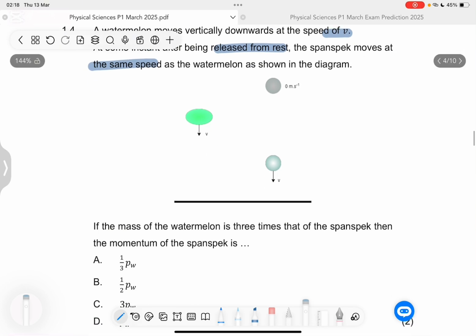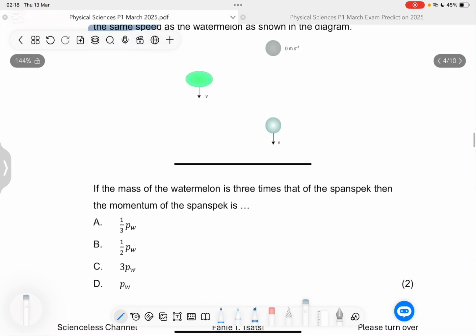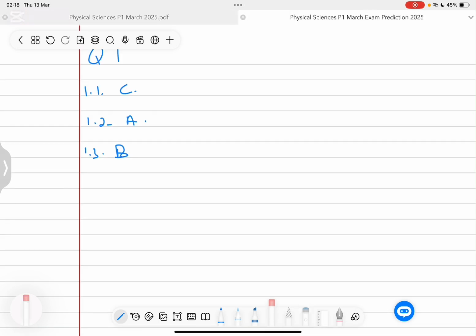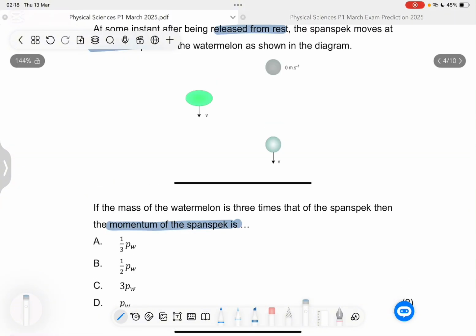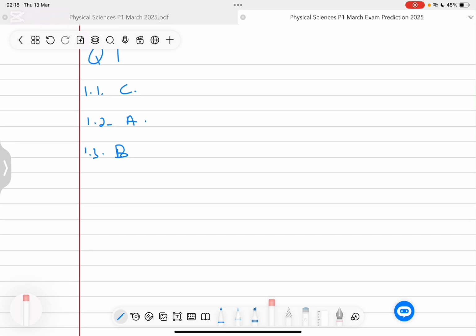Now, they say here that if the mass of the watermelon is 3 times that of the spanspeck, then the momentum of the spanspeck is. So we are actually looking for the momentum of the spanspeck if the watermelon has 3 times the mass of the spanspeck. To do this, we'll need to use our equations of momentum to find what we are requested here.